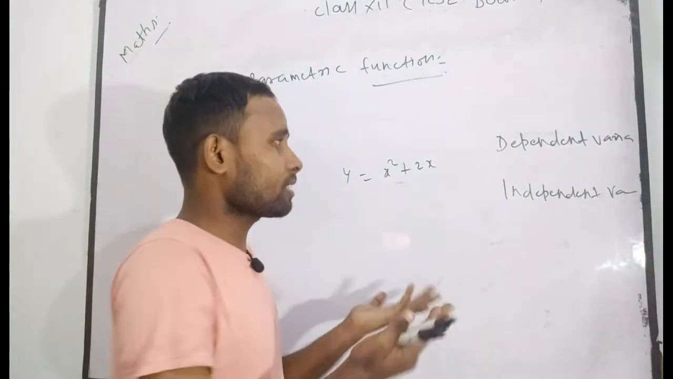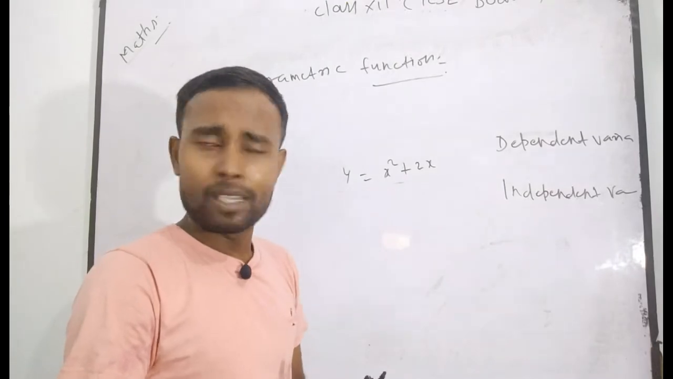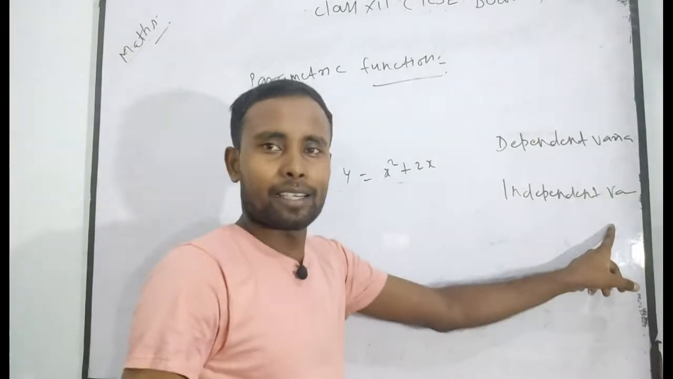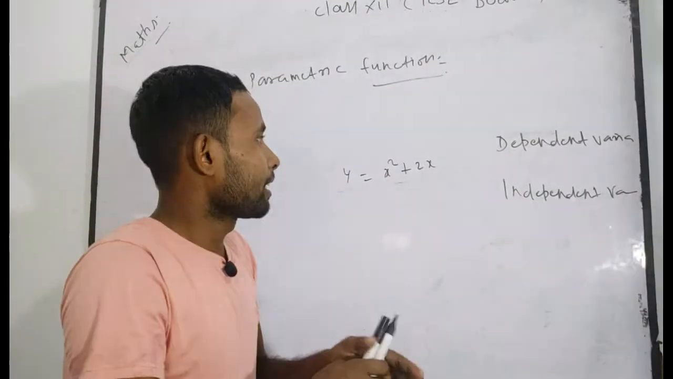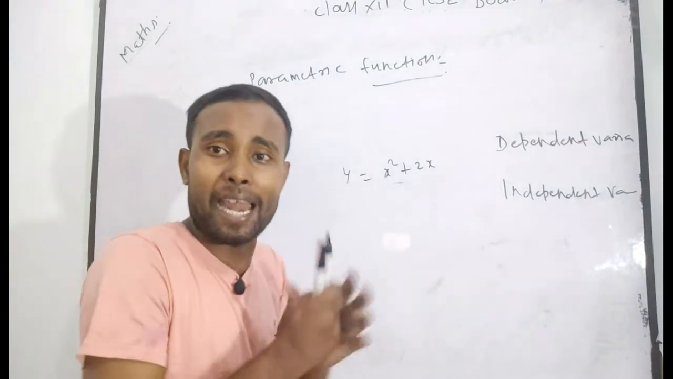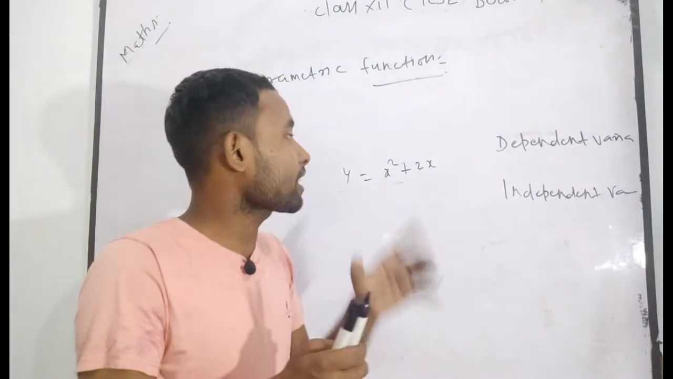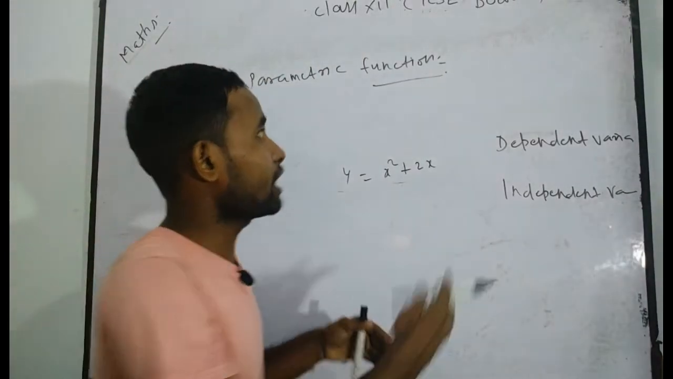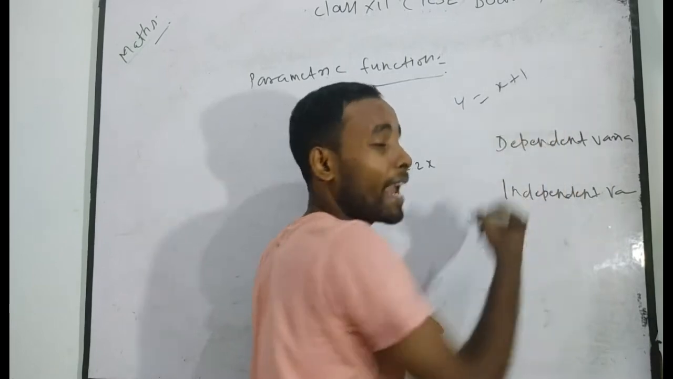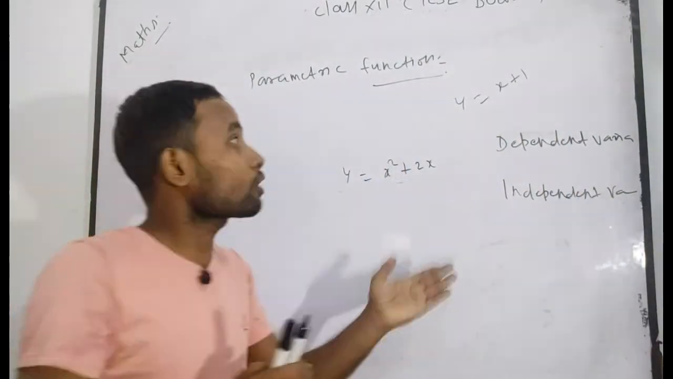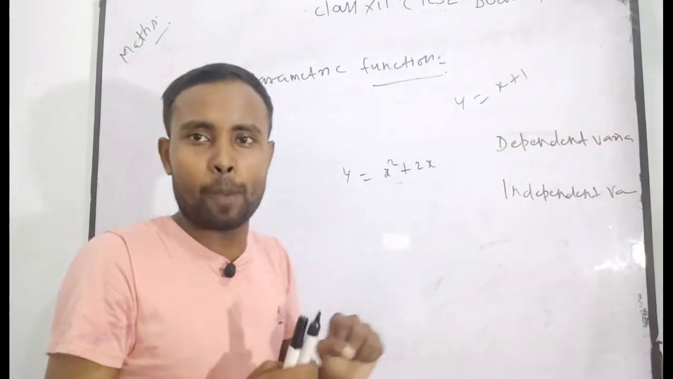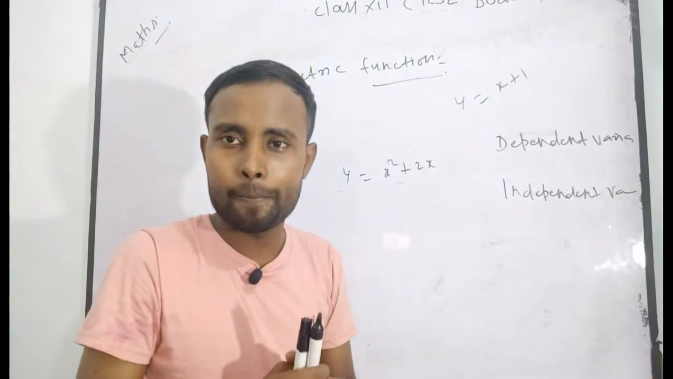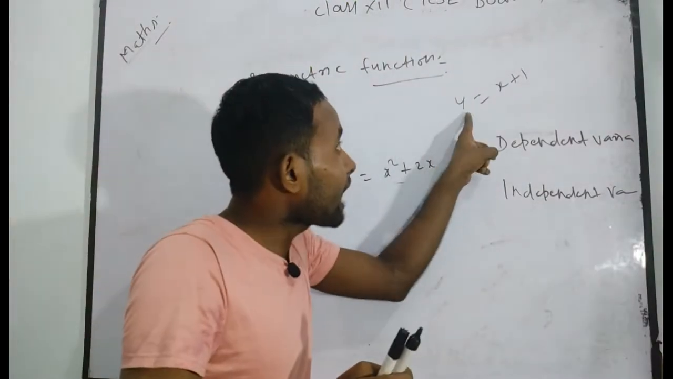What is the reason? What is the meaning of dependent and independent variable? It is totally easy. Dependent means that if the value of any variable depends on another variable, in that case you will say this is the dependent variable. As you know, when I tell you to draw the graph of y is equal to x plus 1, you always put the value of x. Arbitrarily you choose a value of x, put it in place of x, and correspondingly you get the value of y. That means y depends upon x.